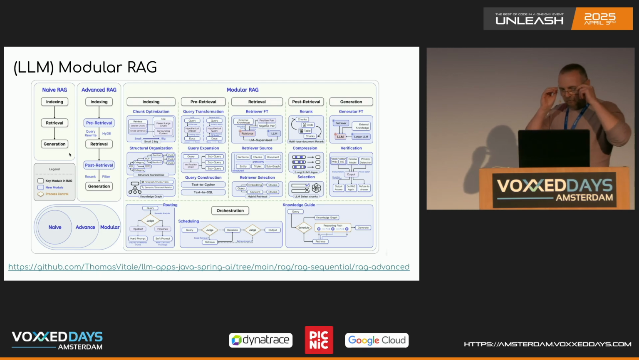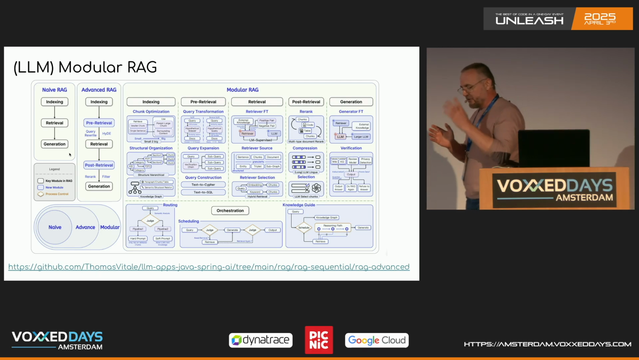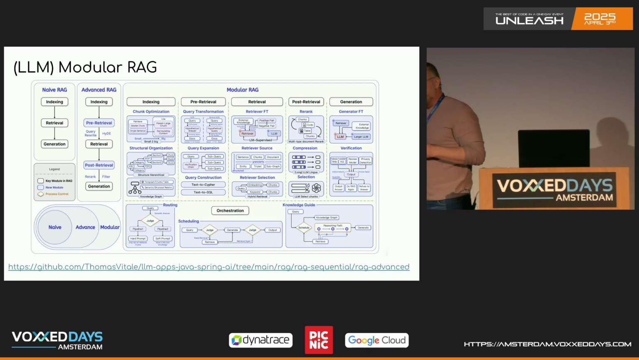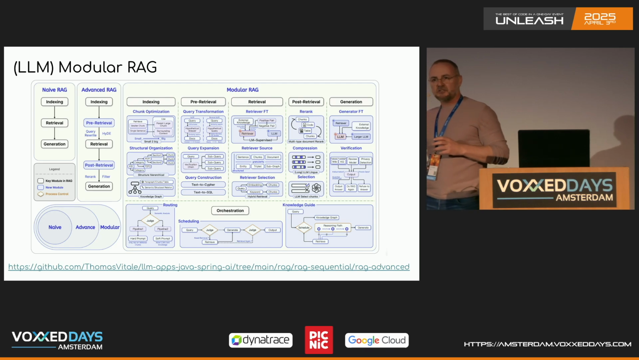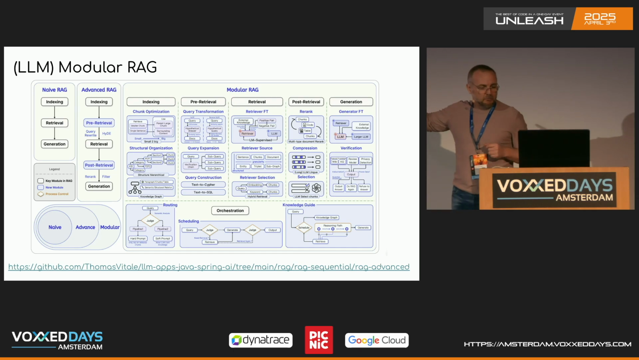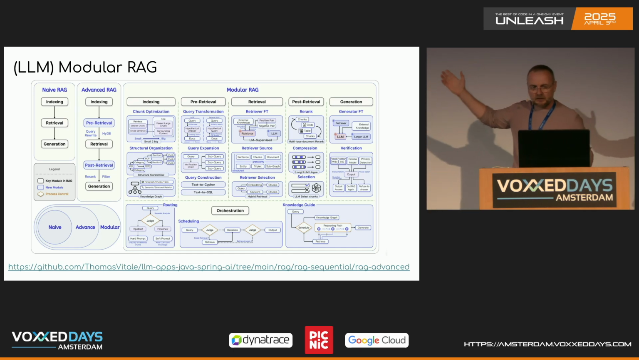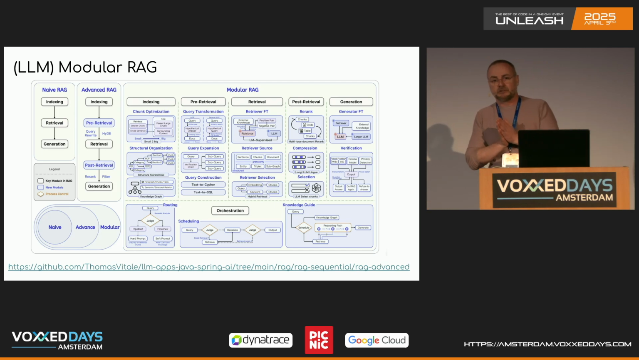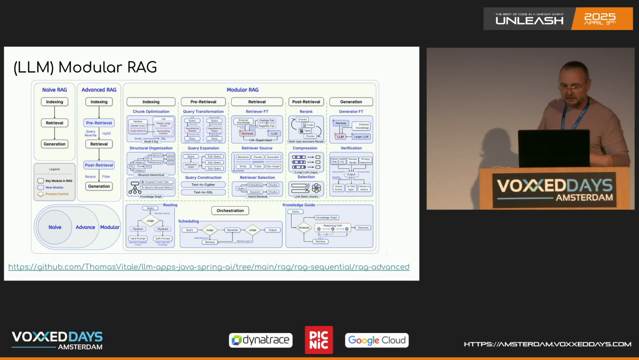There is a whole field of how to improve. You remember the AI model is only as good as the context it has. So there is this drive to constantly improve. And yeah, this is not my picture. It's from a well-known paper. I think it's called something with Modular RAG. If you Google for it, you will find it.